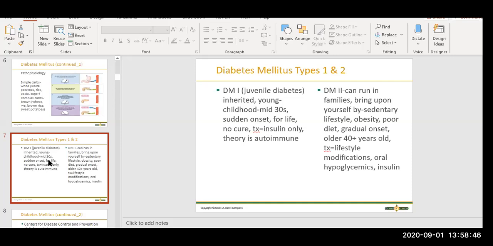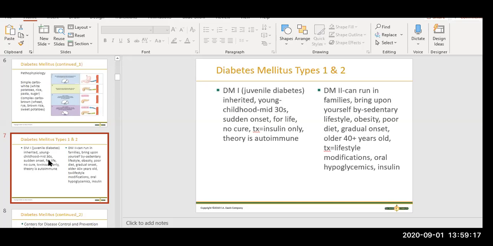And so we can identify it. We can make lifestyle modification recommendations. But if they don't listen, they may wind up on oral medications. And then if they don't listen, they'll wind up on insulin. Understand, type 1 diabetes, there is nothing we can do about it except just give you insulin for the rest of your life. Type 2, if you, in the early stages, follow instructions, you can reverse it. So you don't have to have it.